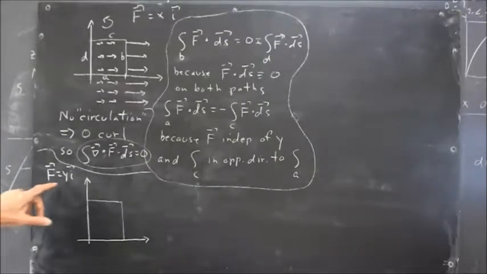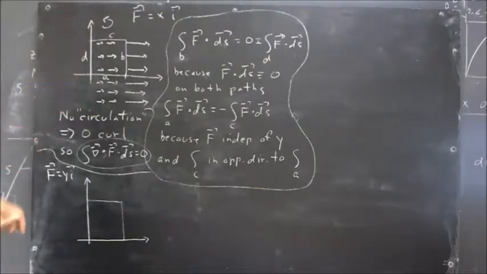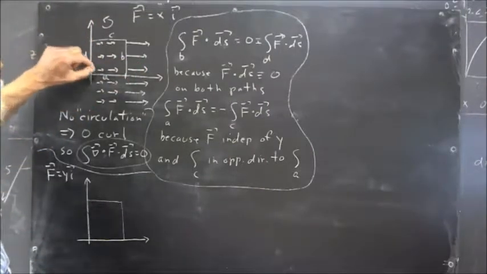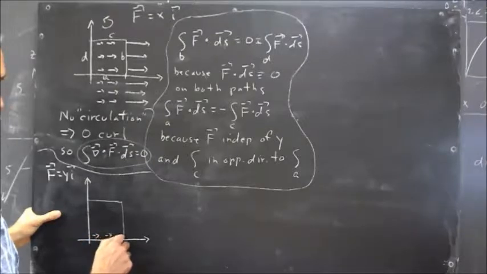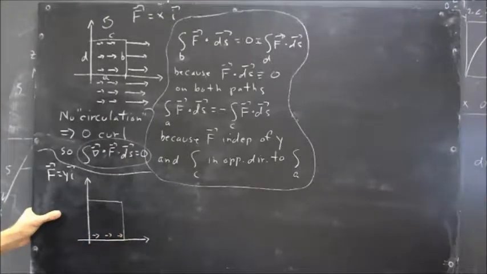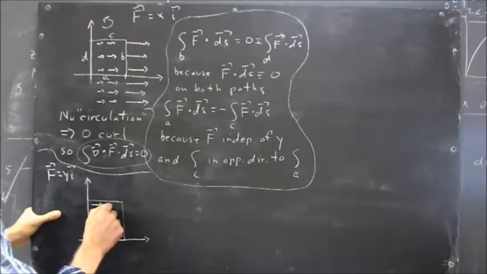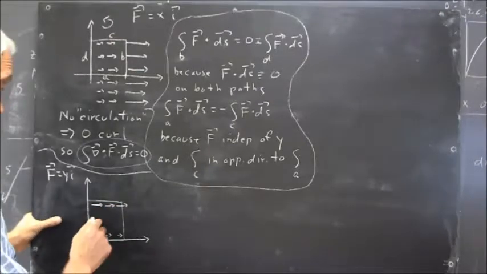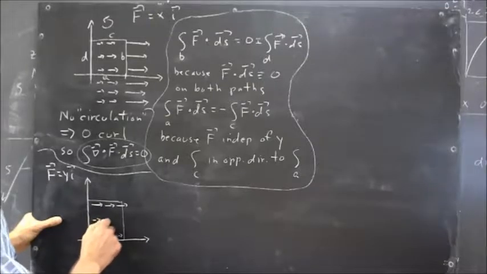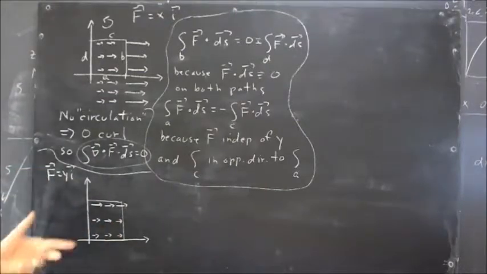Now, on the other hand, if f equals yi, what does the field look like? Well, it's something like this, except it's in the x direction, but it gets bigger as you go to bigger y. So if we have small y, we have small vectors. If we have a larger y, we have larger vectors. Y being positive, the field is always in the positive direction. And of course, in the middle, we have intermediate vectors. And this isn't drawn real well to scale, but you get the idea.